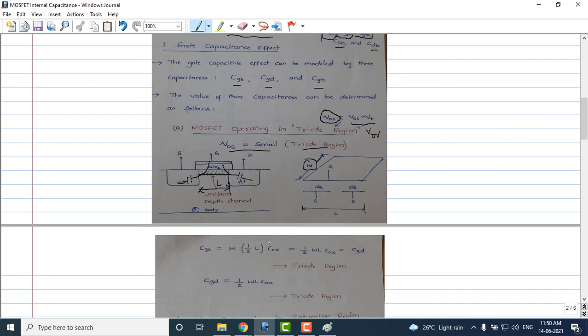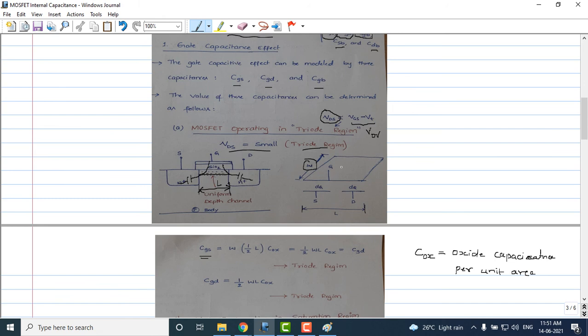CGS now is equal to, we already know that COX is oxide capacitance. This is a capacitance per unit area. COX is nothing but oxide capacitance per unit area. If you multiply this oxide capacitance with the area of the structure, then we'll get the actual capacitance.